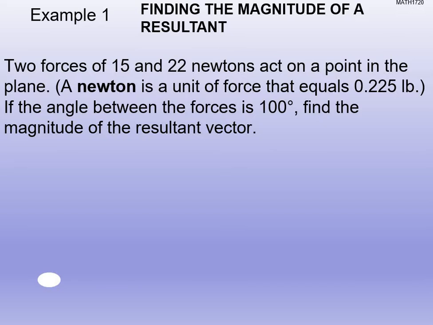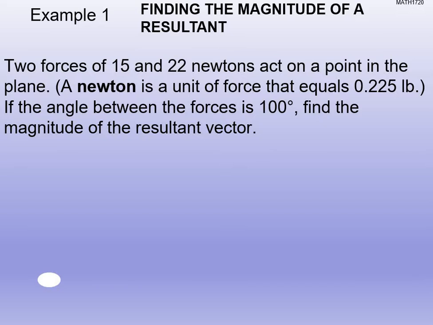We have two forces, a 15 and a 22 Newton. They act on a point in a plane. A Newton, if you don't know, is a unit of force, it's 0.225 pounds. If the angle between the forces is 100 degrees, find the magnitude of the resultant vector.